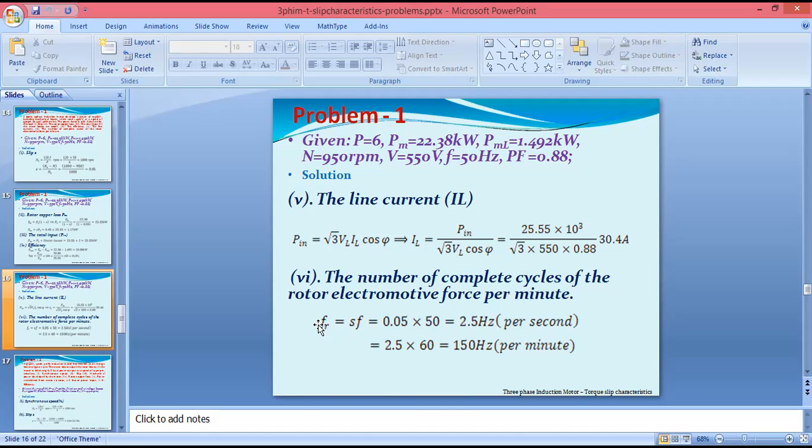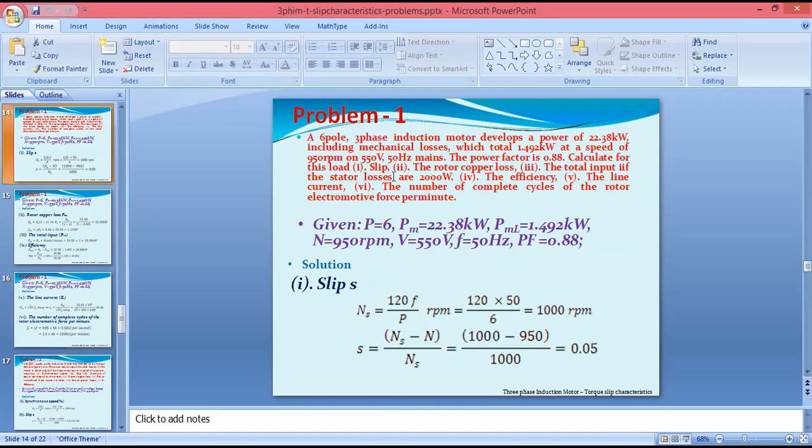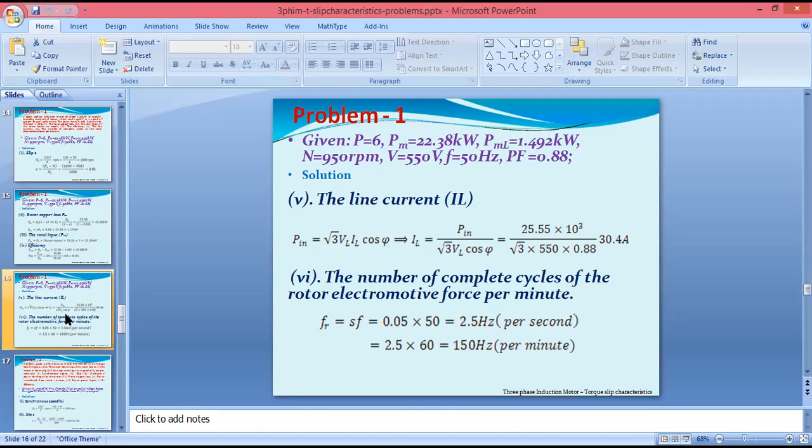They have given here, you are supposed to find the number of complete cycles of the motor. It is nothing but the rate. So that will be FR equal to S into F. We have the frequency 50, S we have solved 0.05. If you solve this, you will get 2.5 hertz.